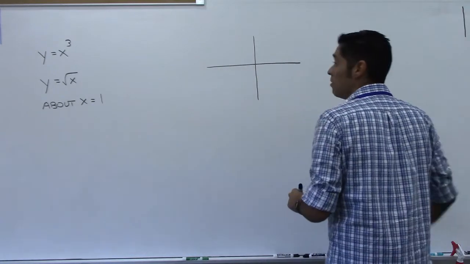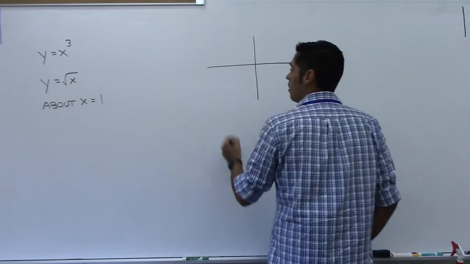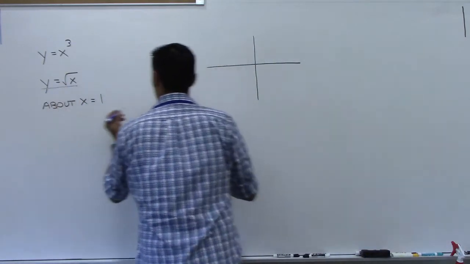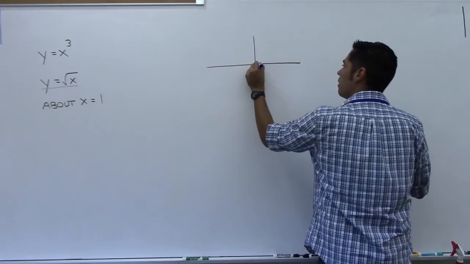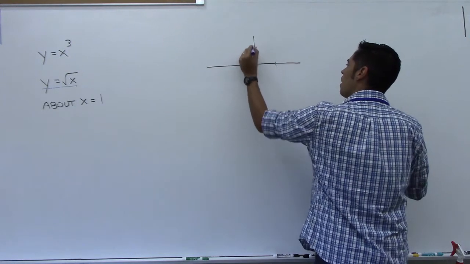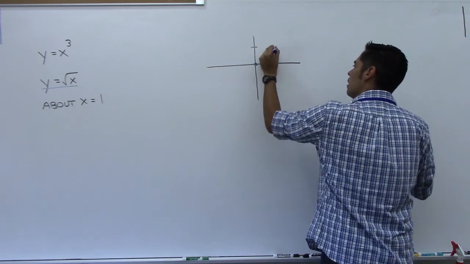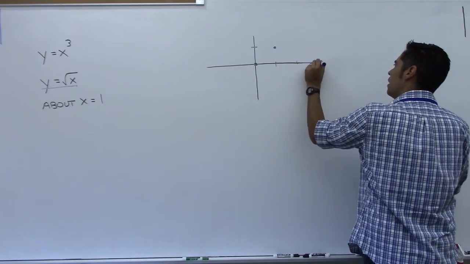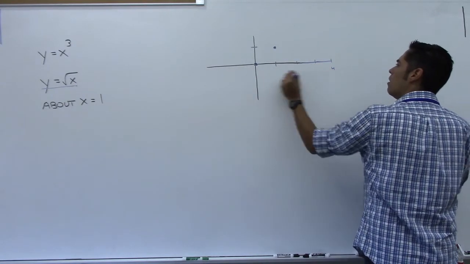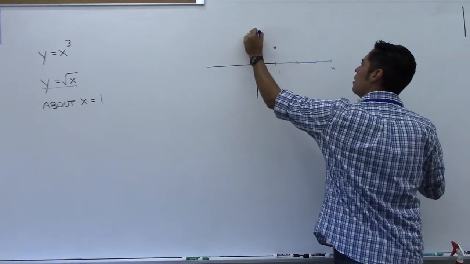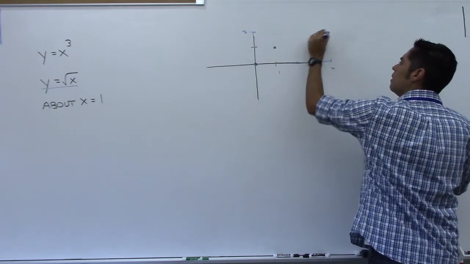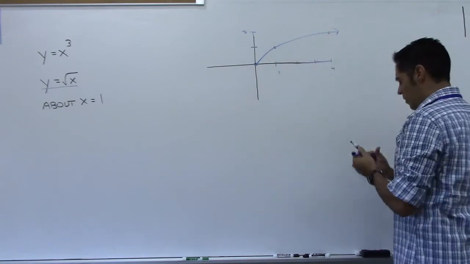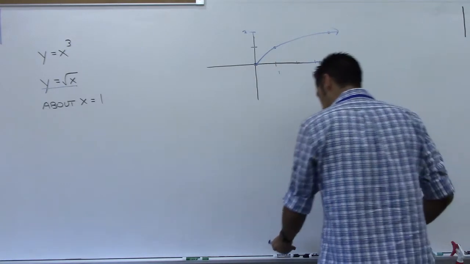All right, so y equals x cubed. Let me start with the square root of x. That's a little easier to draw. Square root of x starts here. At 1, it's at 1. And then we'll go out 2, 3, 4. At 4, it's at 2. So we got a graph that looks like this. Probably won't need that much graph, but that's what I've got.